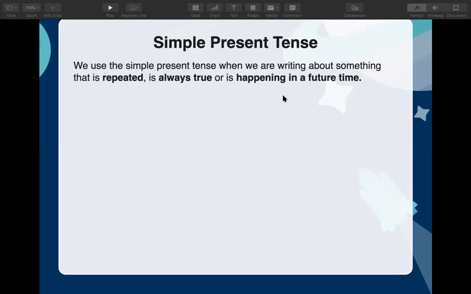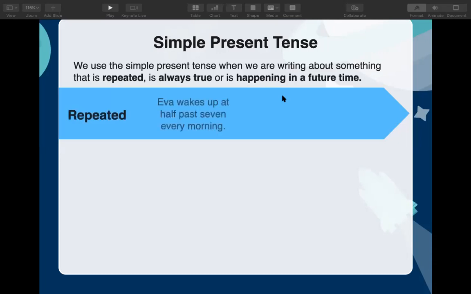So let's see some examples for repeated actions. For example, Eva wakes up at 7:30 every morning. Every morning. That is a repeated action. Or I walk to school. Yes, for example, I walk to school every day. Or I ride my bike every weekend. Every weekend. Todos los fines de semana.